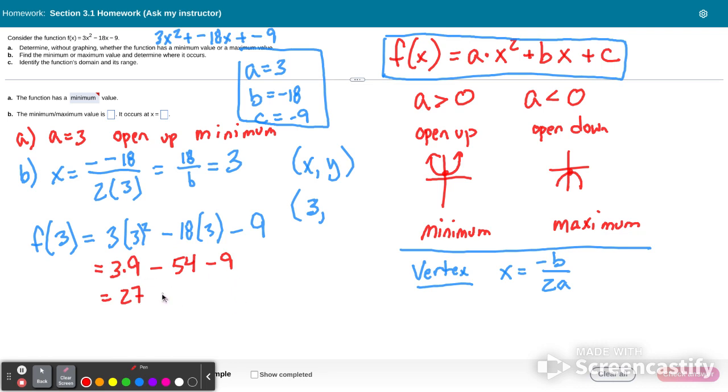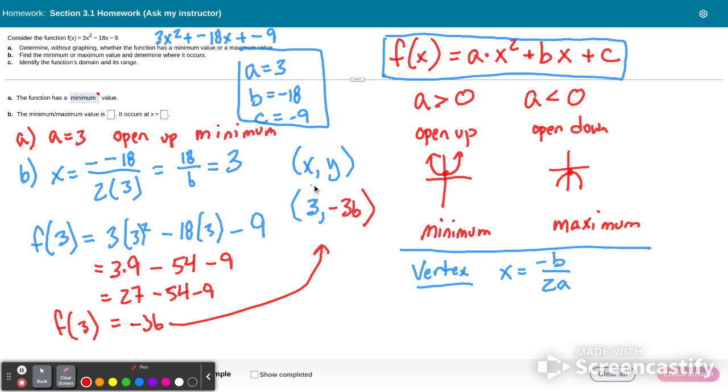And then we just start simplifying that. We've got 27 minus 54 minus 9. I pull out my calculator again, 27 minus 54 minus 9, and I find out that I get negative 36. So my function evaluated at 3 is equal to negative 36. I bring that up here to my ordered pair, and I find out that my function's vertex occurs at 3 comma negative 36. That's part B. That's our solution for part B.